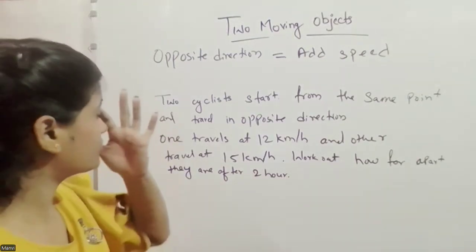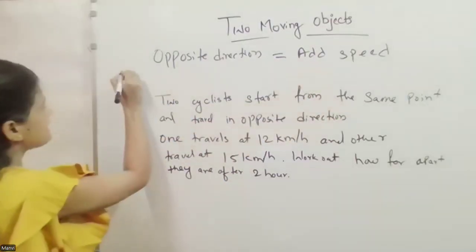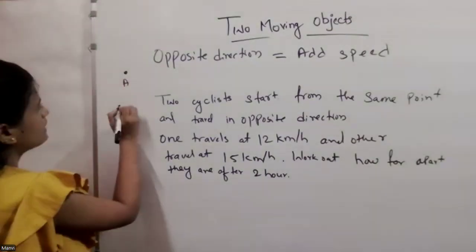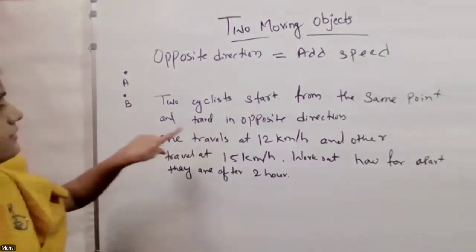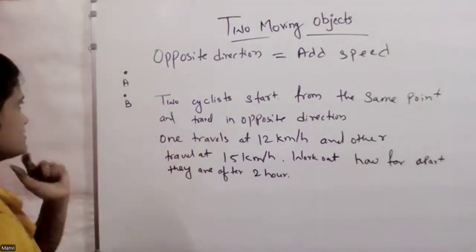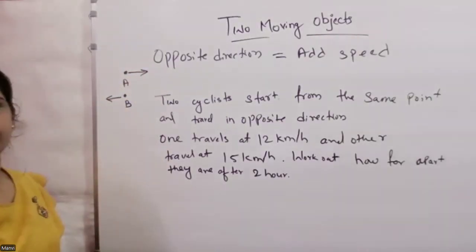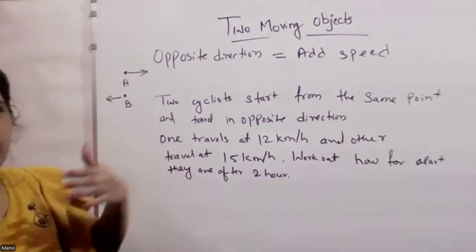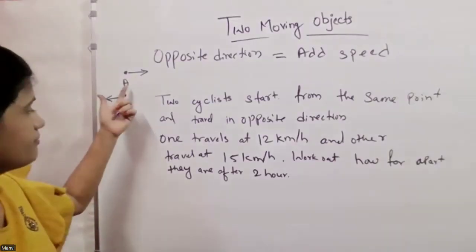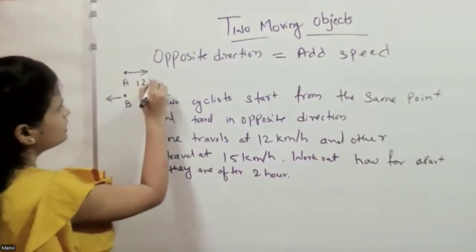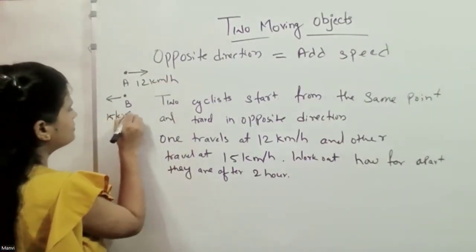Two cyclists, because you can say cyclist A, cyclist B, okay, start from the same point. Means cyclist A is also here and cyclist B is also here. And travel in the opposite direction. Means if A goes this side, then B must go that side. Opposite direction, not in the same direction. Cyclist A travels at 12 kilometers per hour and B at 15 kilometers per hour.